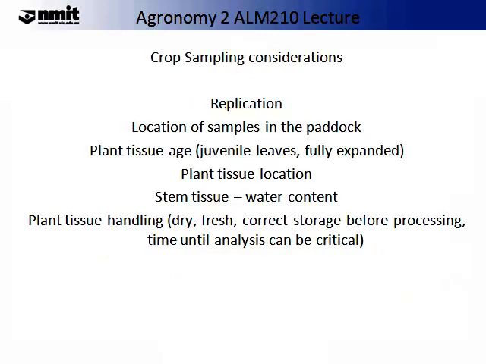There are some sampling considerations that are the same in soil as they are in crops. This is things like replication and the locations of the samples in the paddock. But in crop sampling, you also have to consider such aspects as plant tissue age, usually juvenile versus fully expanded leaves. You need to think about the plant tissue location. Is it a leaf? Is it a stem?